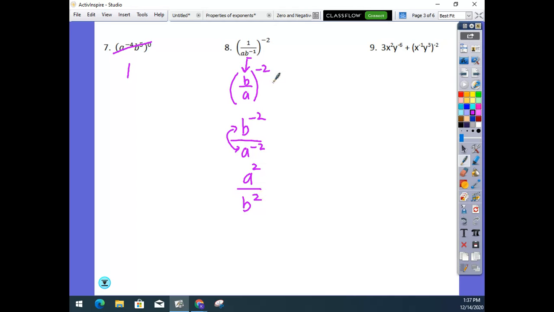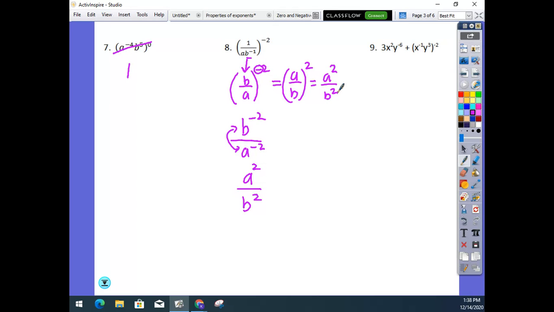What we could have done at this level up here, because the fraction has a negative exponent, flip the fraction and make it a positive exponent. And we could have just done that.